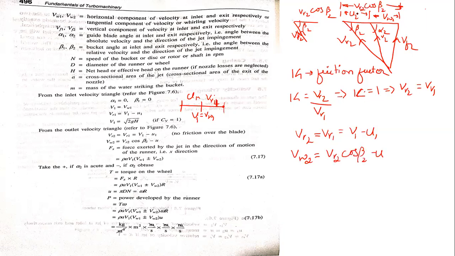We can take this U1, U2 as the same only. Blade velocity will remain the same. So therefore, VR2 cos beta 2 minus U. Okay. Now coming to the force, Fx is equal to rho A V1 (VW1 plus VW2). This is called the force exerted by the jet in the direction of motion of the runner, or the horizontal force. That is given by rho A V1 (VW1 plus VW2).